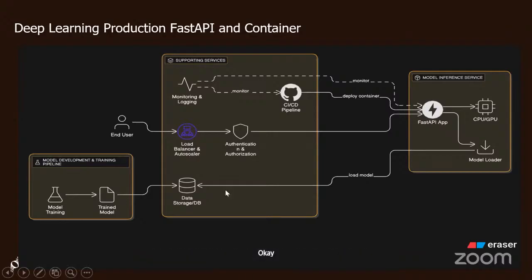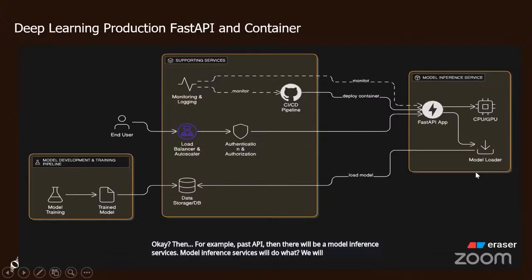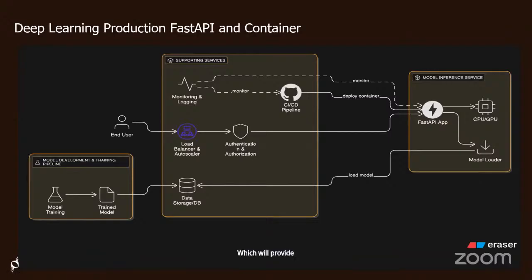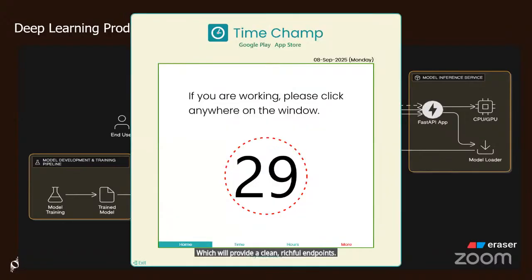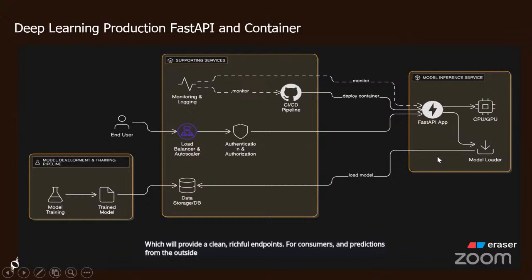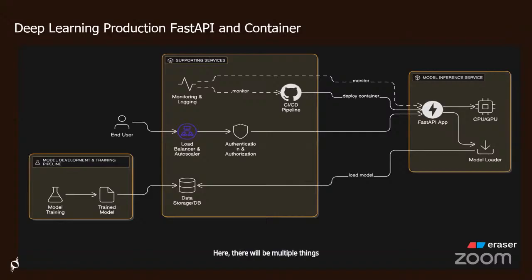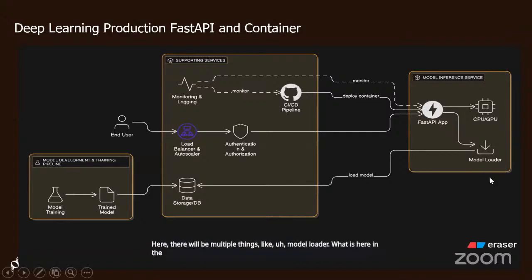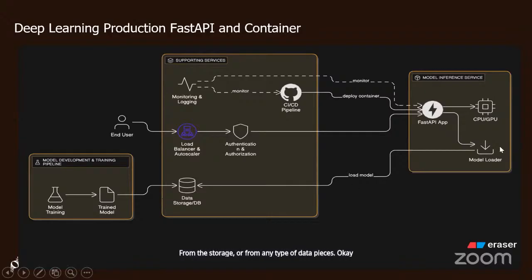Then, for example, there is the FastAPI app and the model inference services. What will the model inference services do? We will have a FastAPI app, which will provide clean RESTful endpoints for consumers and predictions from the outside world. Here there will be multiple things like the model loader. The model loader will load the trained model into memory from the storage or from any type of database, and it supports dynamic runtime model switching and versioning.